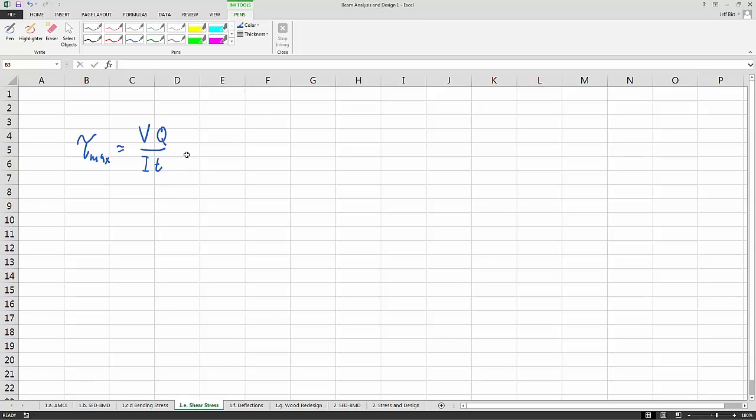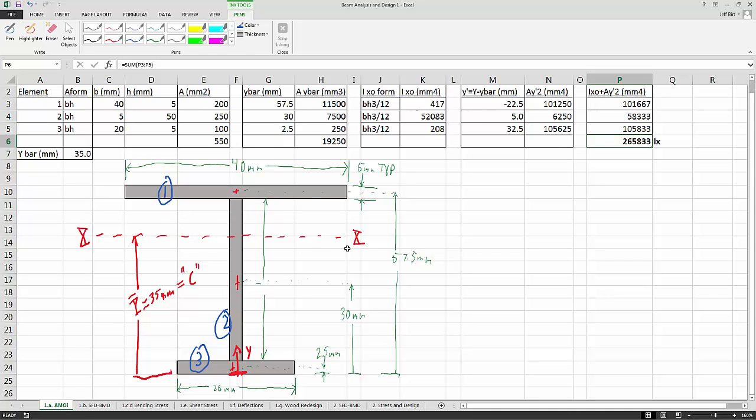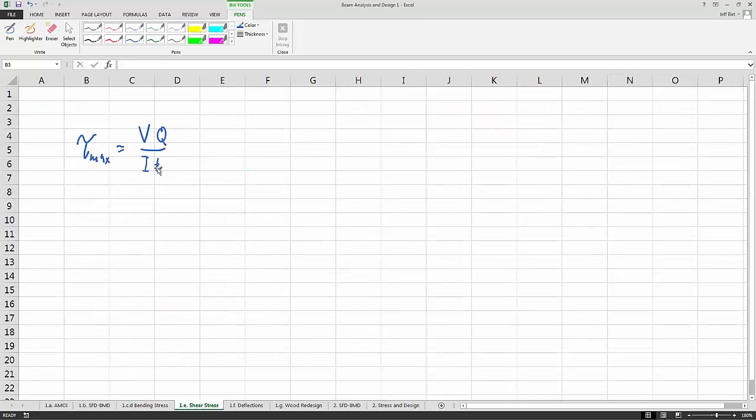The general shear formula is a little bit complicated, but once you have most of this down, like I said, we already have V and I. T is merely the thickness at your point of interest. Now, the point of interest is dependent on where you want to get your shear stress. So in this case, the maximum shear stress occurs at the neutral axis, right here, the XX centroidal axis. So that makes it easy. The thickness is right there. It's 5 millimeters. So we have V, T, I, and T all set.